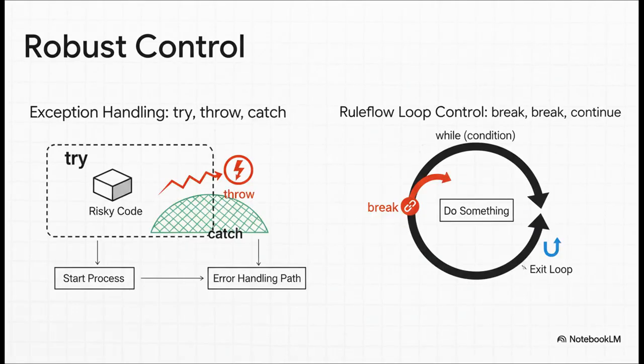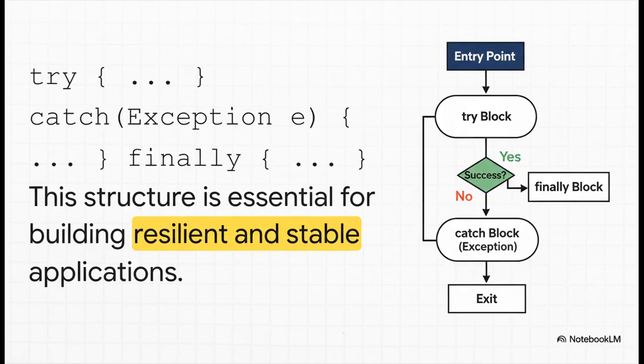And for building really robust applications, you also get full-on exception handling. You can throw an exception if something goes wrong, and you can wrap your risky code in a try-catch block. Plus, inside your rule flow loops, you have break and continue to give you that fine-grained control over how they execute. This shows that classic try-catch-finally structure.